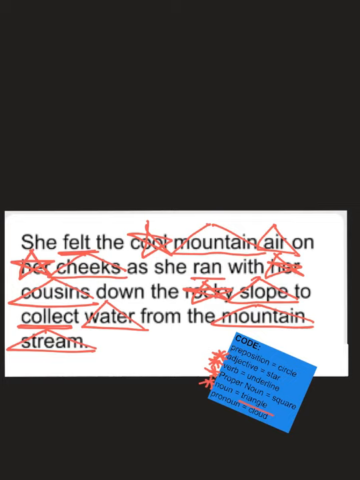So let's do a fluffy cloud around the word she. She felt the cool mountain air on her cheeks as she, another pronoun, ran with her cousins down the rocky slope to collect water from the mountain stream. So there are only two pronouns in this passage. Awesome.